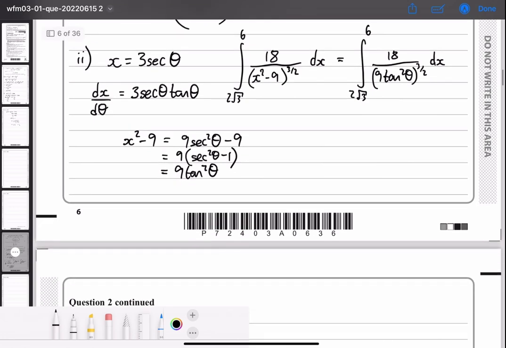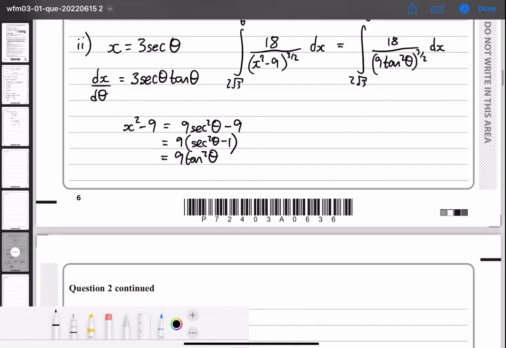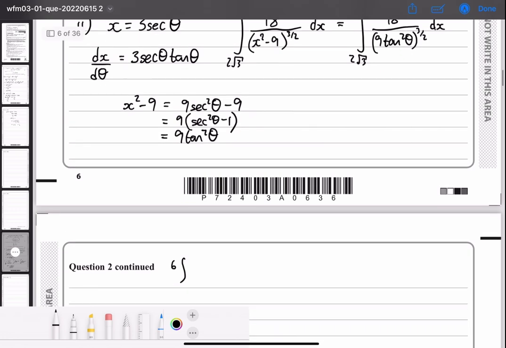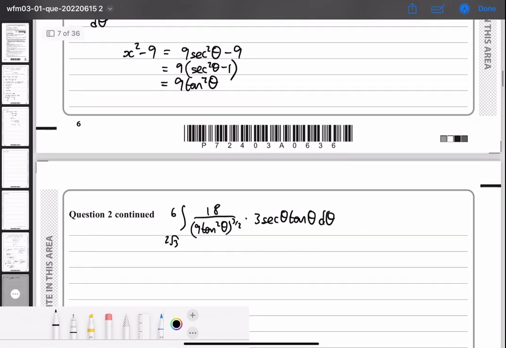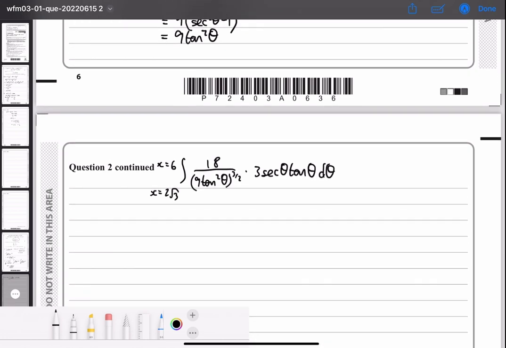So let's do dx next. So we've got the integral from 2 root 3 to 6 of 18 over (9 tan squared theta) to the 3 over 2 times dx, which we know is 3 sec theta tan theta d theta. Now I still haven't done my limits yet, so this is still x equals. I will deal with them later.